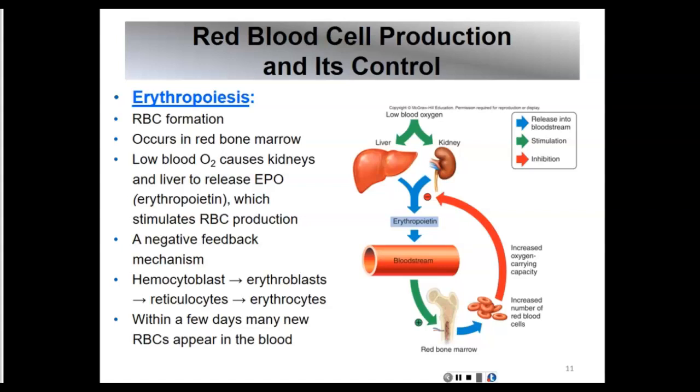The production, again, the formation of red blood cells is called erythropoiesis and occurs in red bone marrow. Low blood oxygen causes the kidneys and the liver to release a hormone called erythropoietin, which stimulates the red blood cell production. This is done by negative feedback mechanism. A hemocytoblast will then give way to the erythroblast, then reticulocyte, and then an erythrocyte. Within a matter of a few days, many new red blood cells appear in the blood.